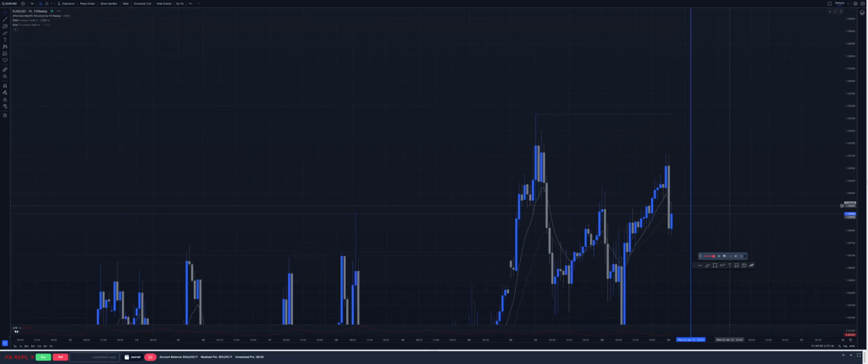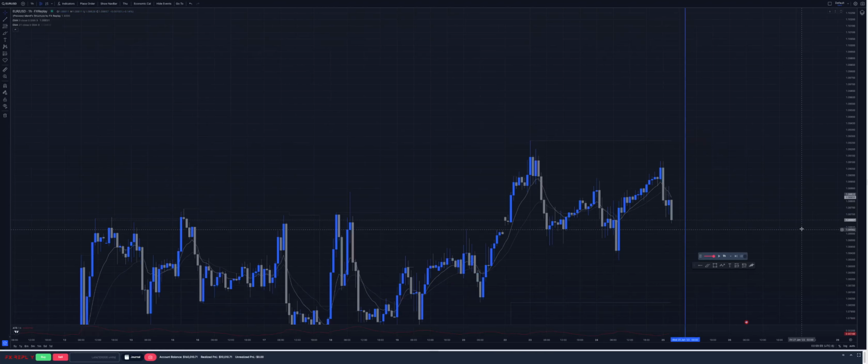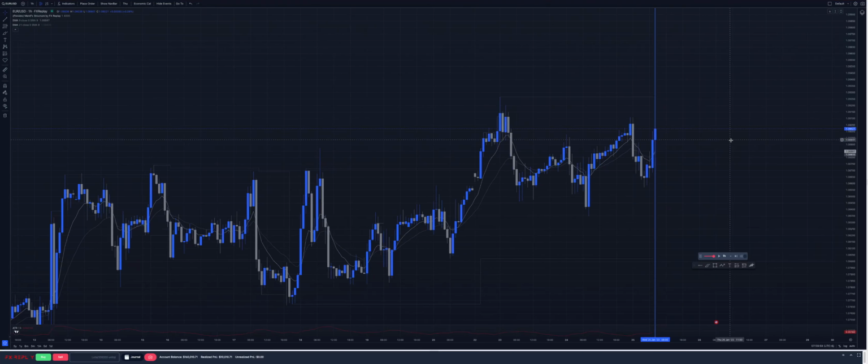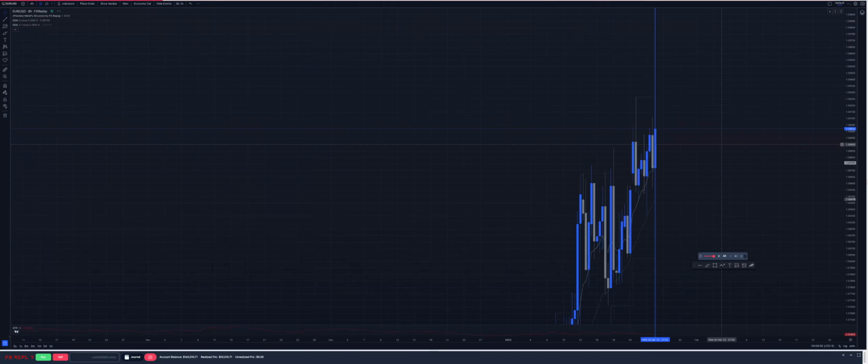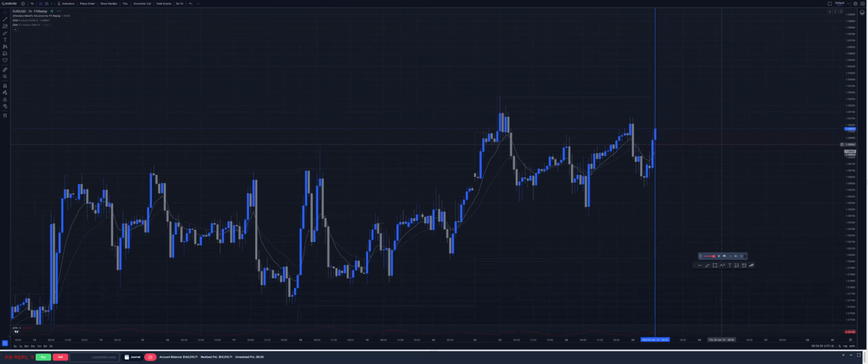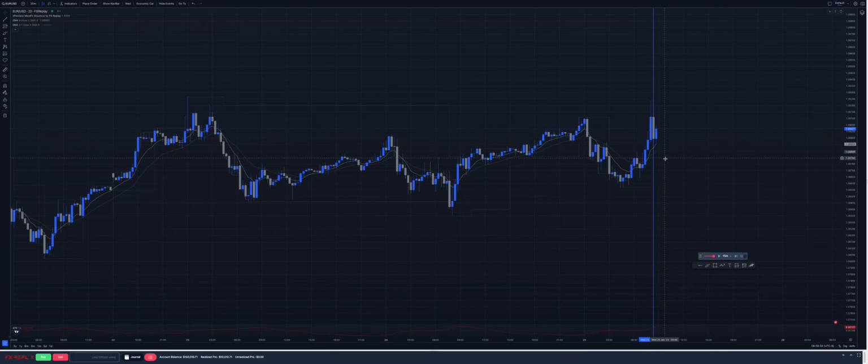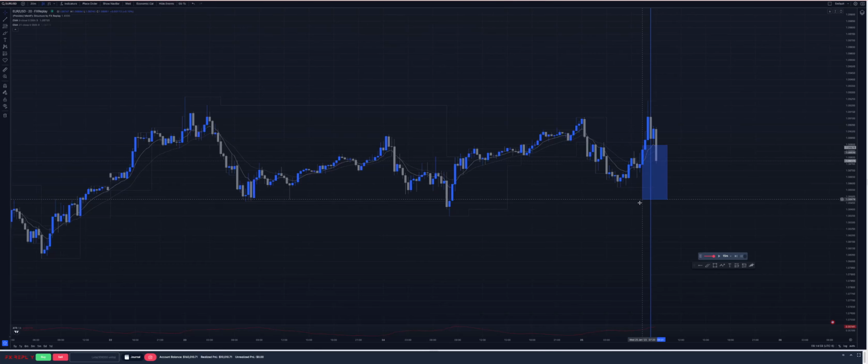4 hours starting to fail. Hourly starting to fail. Probably don't want to touch this market. We got red news here. 4 hour, 8 hour. 8 hours still holding. 4 hours still holding. Hourly is still holding. So yeah, looks like we hit our red news.